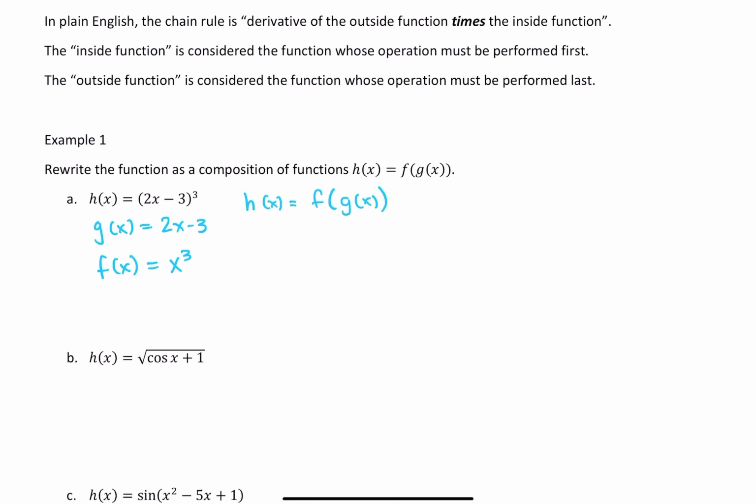Now f of x is x cubed, so f of g of x is going to equal, in f of x, everywhere we have an x, we're going to replace it with 2x minus 3. That's going to give us 2x minus 3, but the rule for f of x says we need to cube. So we get (2x minus 3) cubed.